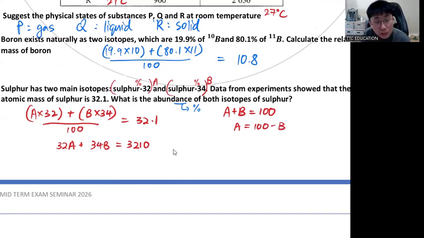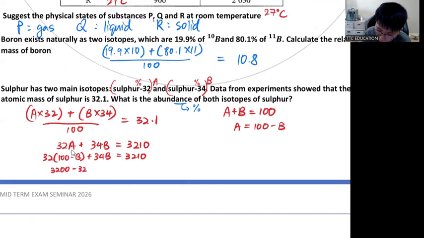Then you do simultaneous equations. You substitute A into the 32A. So 32 multiply 100 minus B, plus 34B equals 3,210. So you do the maths: 3,200 minus 32B plus 34B equals 3,210.